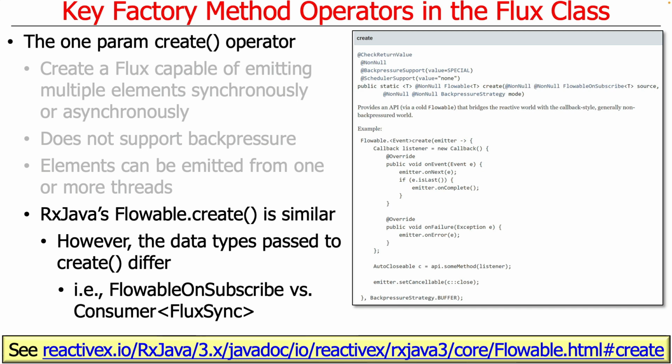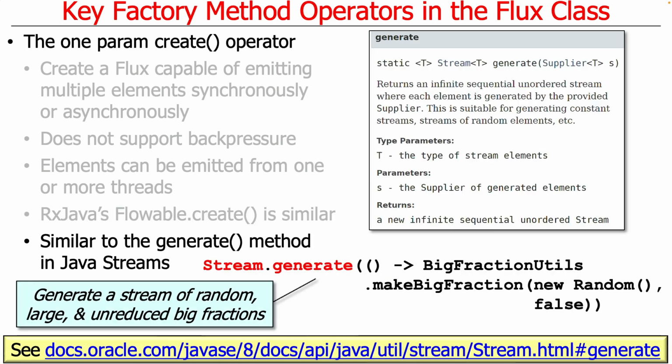RxJava has a create method that's similar. It's called Flowable.create. Observable doesn't support backpressure, but Flowable does, except they use different data types, again, for mysterious reasons. Java Streams also has a method called generate, and you can give it essentially a supplier lambda that will generate a stream of whatever, and it'll do it forever unless you put some kind of a limit on it. This is an example where we're generating a stream of random, large, and unreduced big fractions, but it really could be whatever we want to do.